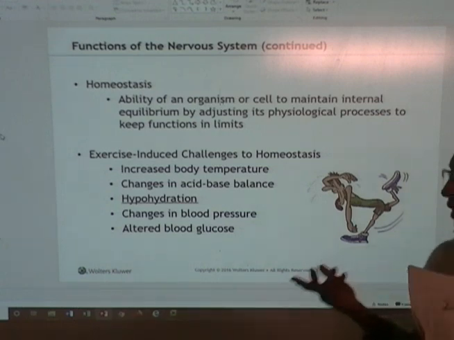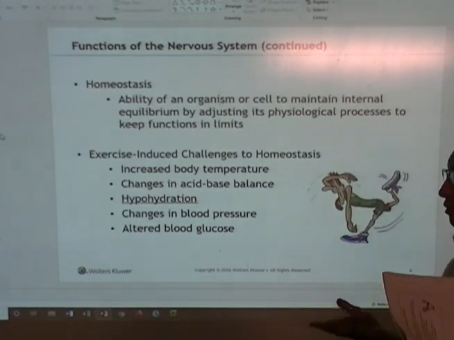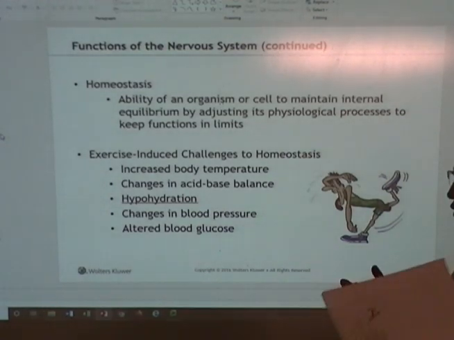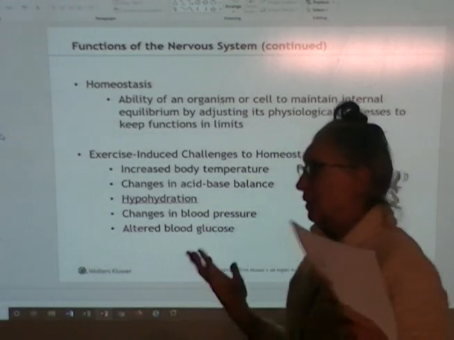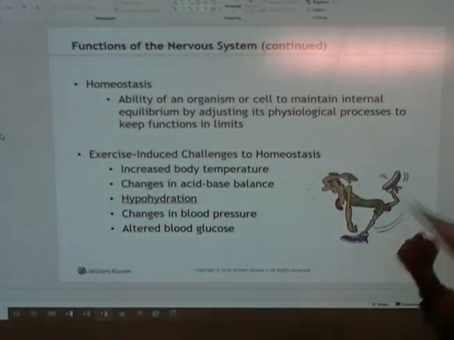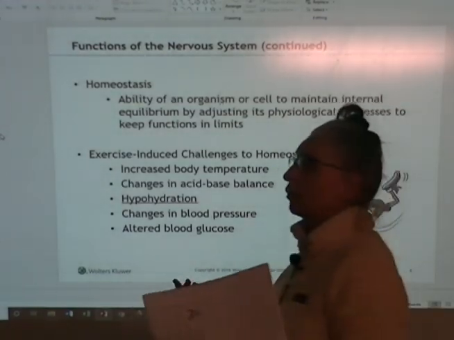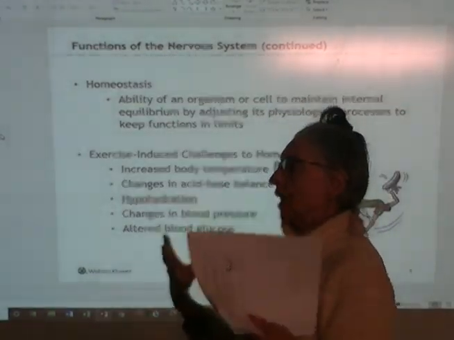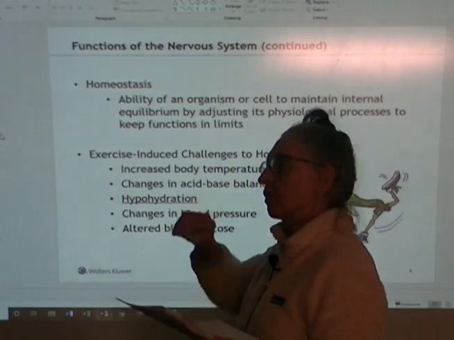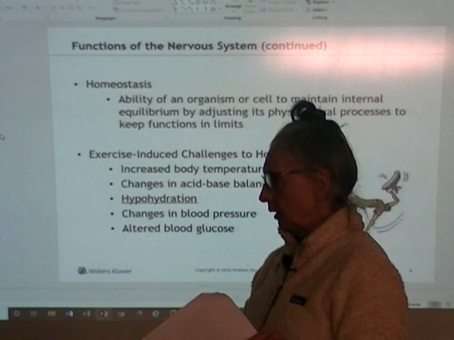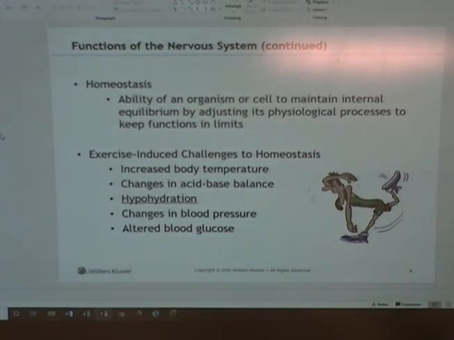Exercise can lead to hypohydration if I'm not paying attention to how much fluid I'm drinking, right? We see a lot of change in blood pressure when we're exercising, particularly if we're doing resistance or weight training type work. And we see changes to blood glucose levels. So the body has to be able to detect those changes and then respond to them appropriately. All right, so we've got a big job for the nervous system to do.